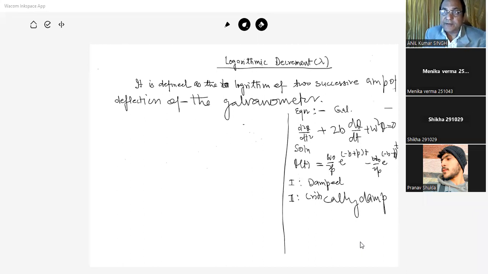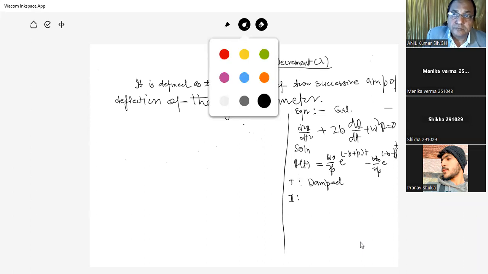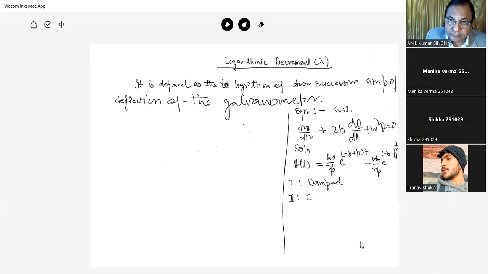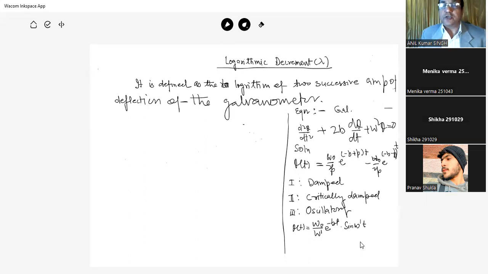So what we feel, critically damped. And the third case is oscillatory. In the oscillatory case, we have theta t is equal to omega 0 by omega dash e raised to the power minus beta into sine omega dash t. This one is the solution of the oscillatory equation. And we have to proceed from this way.